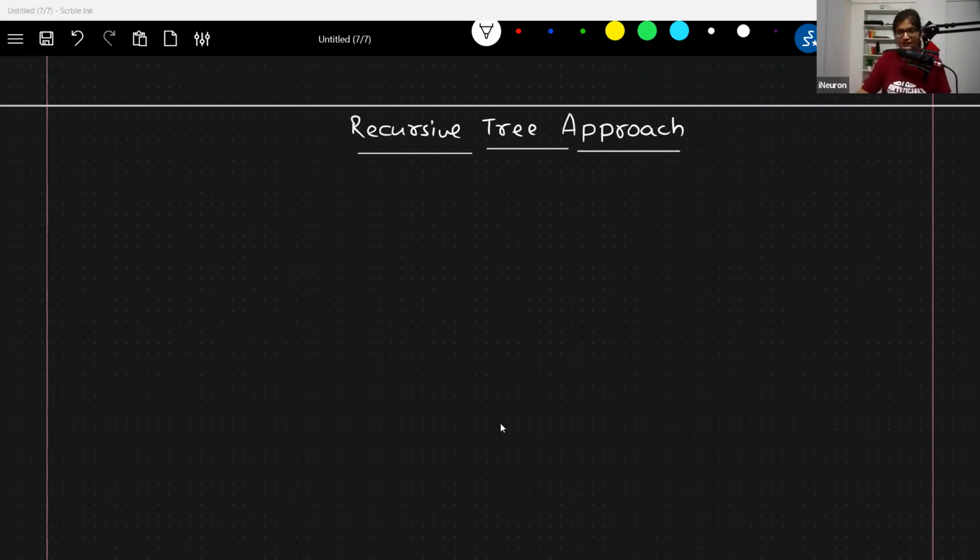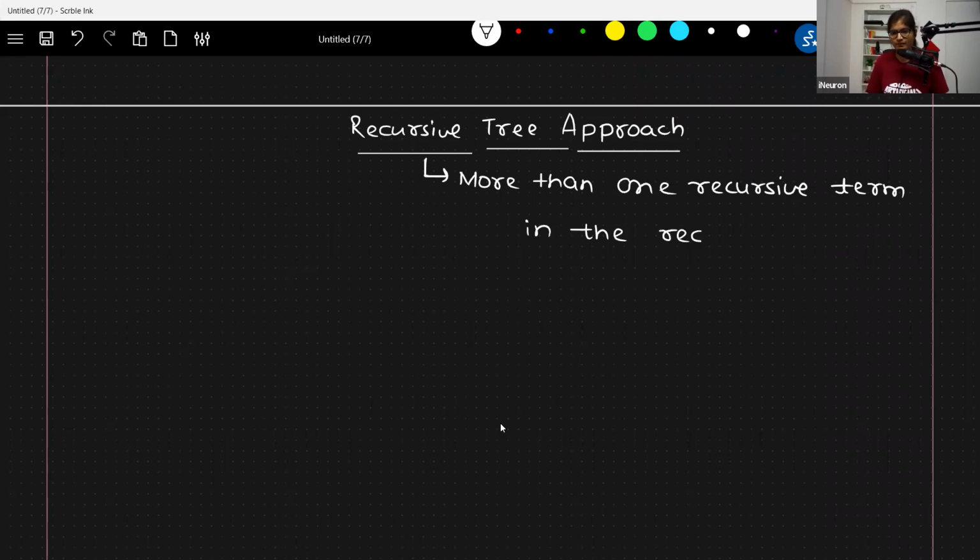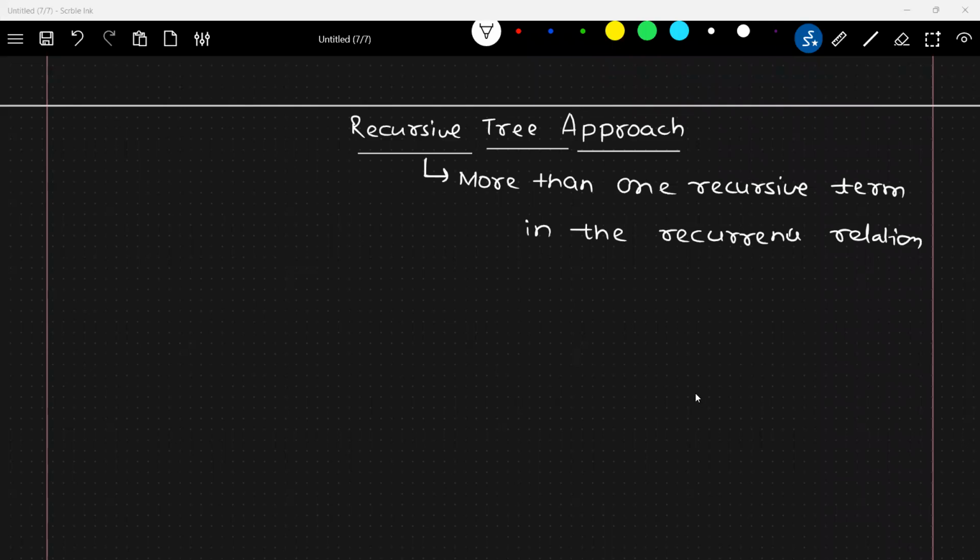So first of all, you need to understand at what point of time we should go towards this recursive tree approach. The simple thing is that whenever you have more than one recursive term, whenever you are having more than one recursive term in the recurrence relation, you should go for this recursive tree approach. What is the meaning of the same? Let's try to understand with the help of one example here.